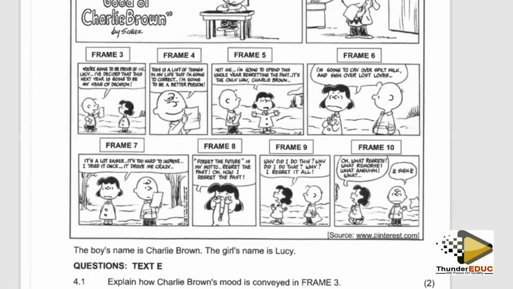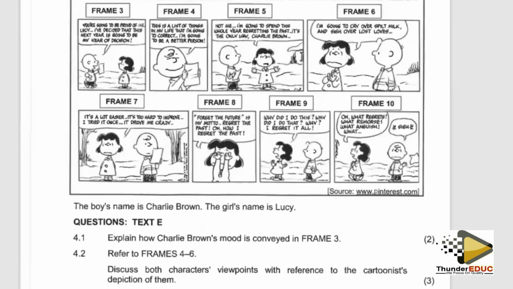Because it said in frame 3, I'm going to take the visual clues, the smile on his face, which amounts to happiness or pride. And then as we take the words, affirmative words like "I have decided," and therefore that's where we can say determination. He's determined, and therefore he's convinced that he will make it. So happiness shown by the white smile on his face, that is the mood that is conveyed by Charlie.